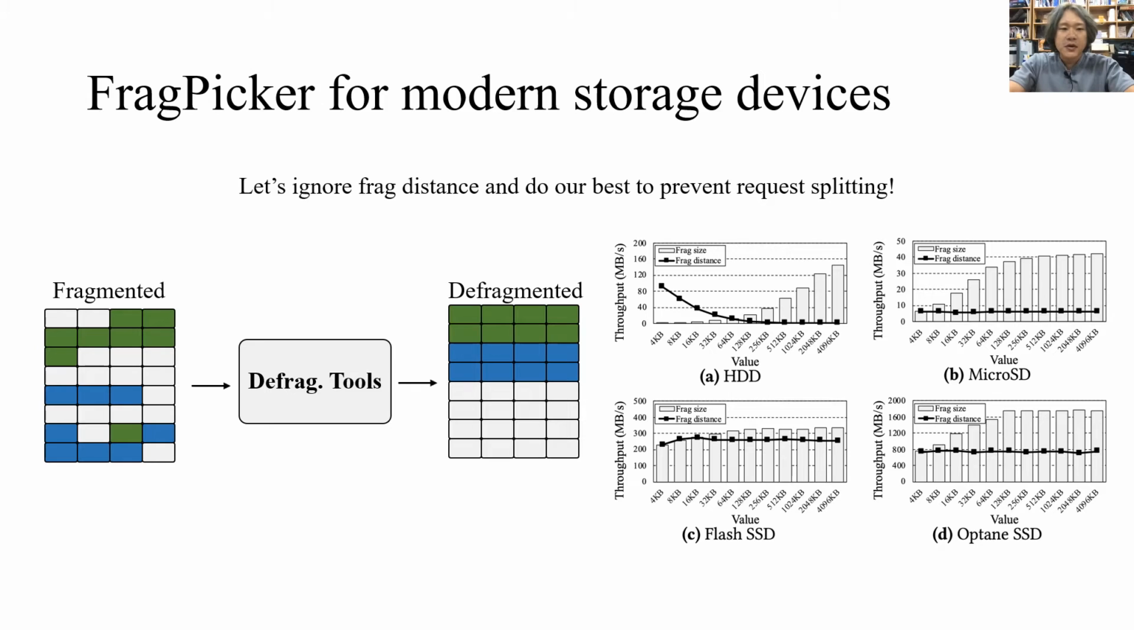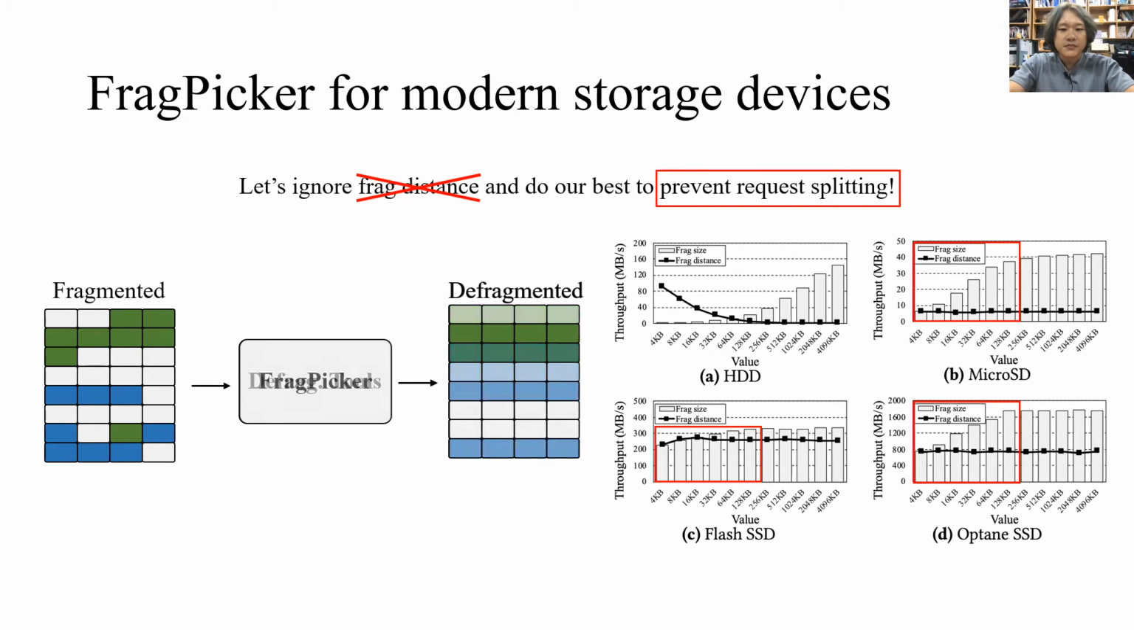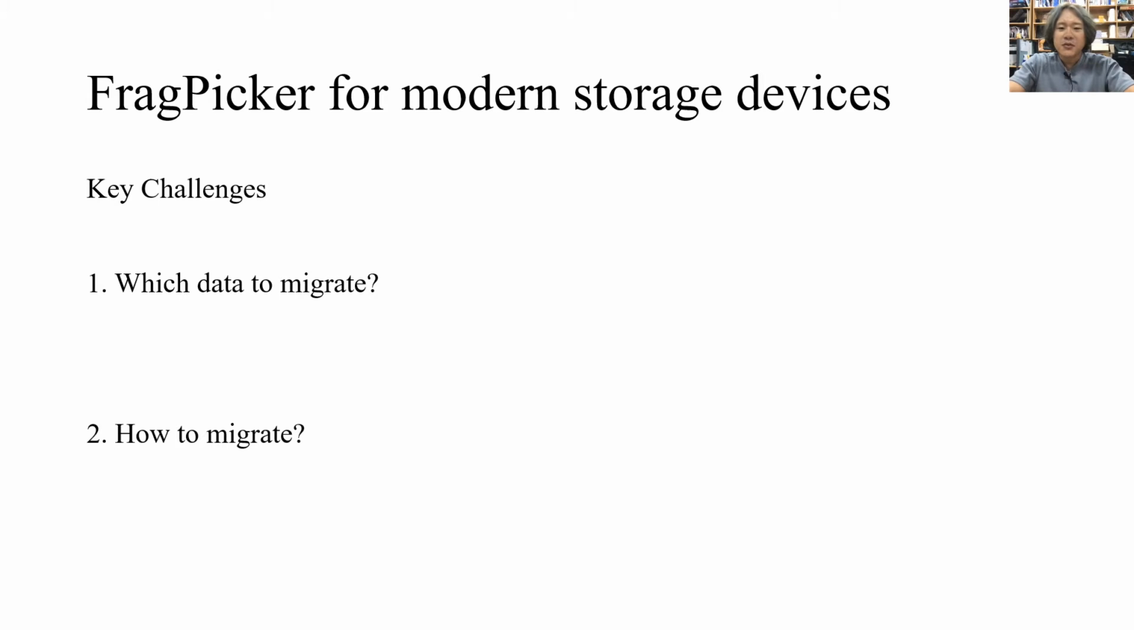In this paper, we attempt to mitigate such problems. First, we now know frag distance is not important to the performance of modern storage devices according to the previous experiment. So, let's just ignore frag distance and do our best to prevent request splitting. What we can do here is this. Let's partially migrate certain data, not all the data. But the problem is, we need to decide which data to migrate and how to migrate.